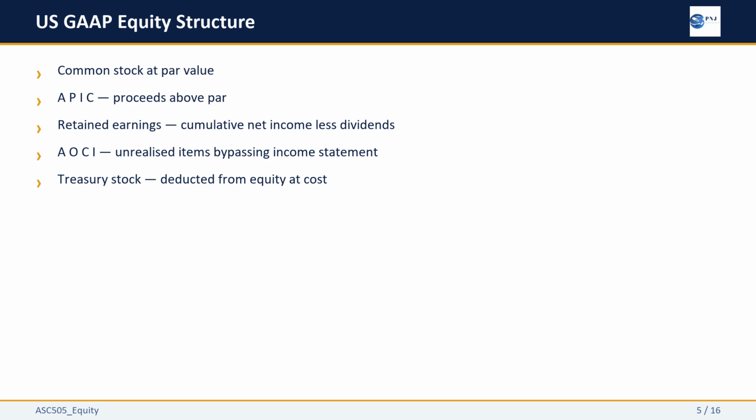Under US GAAP, the equity section has 5 standard components. Common stock is recorded at par value, par times shares issued. APIC captures everything received above par on stock issuance. Retained earnings accumulates net income over time less all dividends paid. AOCI holds unrealized gains and losses that bypass the income statement. Think pension adjustments, hedging gains, and FX security changes. Treasury stock is deducted from equity at cost using the cost method, which is the most common approach.